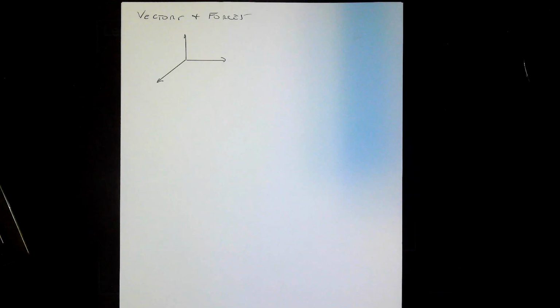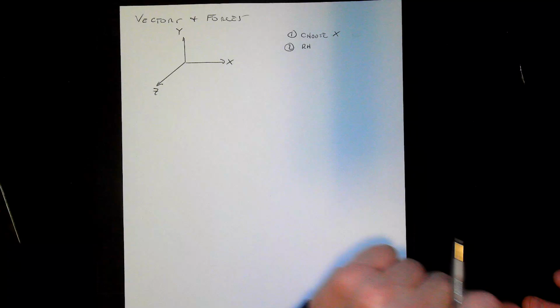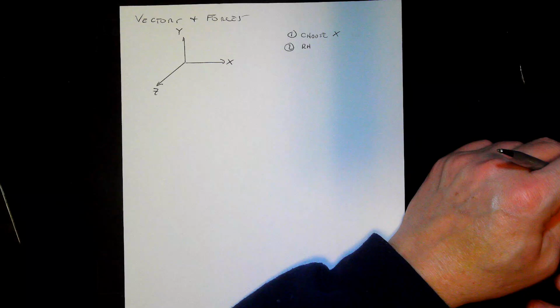So we're going to start chapter 2, which is forces and vectors, or vectors and forces here. This is going to be a very, very quick chapter. The first thing we need to talk about is how do you set up a coordinate system in terms of, say, X, Y, and Z. And there's basically two steps.